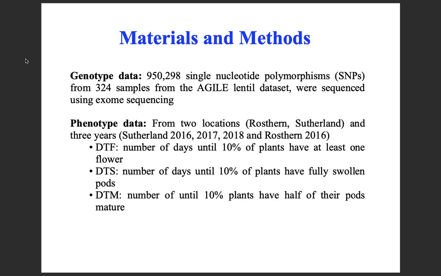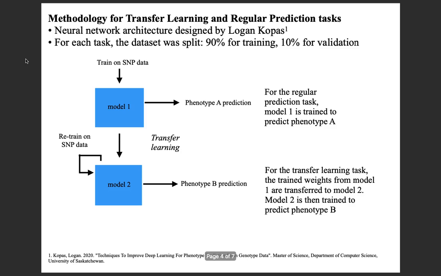We aimed to look at 3 different phenotypes: days to flower, days to swollen, days to mature. For each task, the dataset was split 90% for training and 10% for validation. For the regular prediction task, Model 1 was trained on given genomic data to predict a phenotype, and for transfer learning, the trained weights from Model 1 were transferred to Model 2, and then Model 2 was retrained on the same genomic data to output a different phenotype.